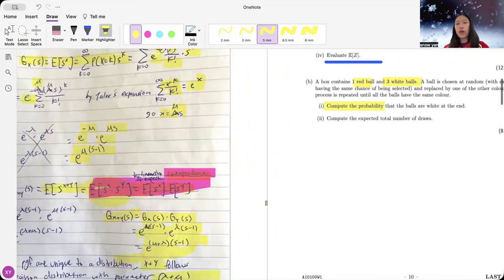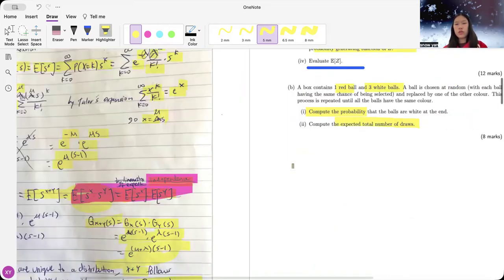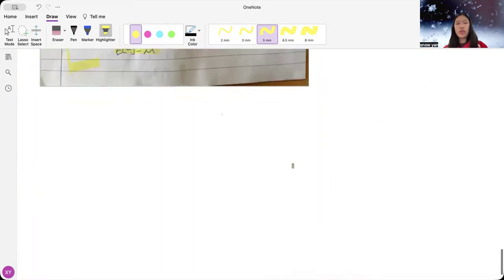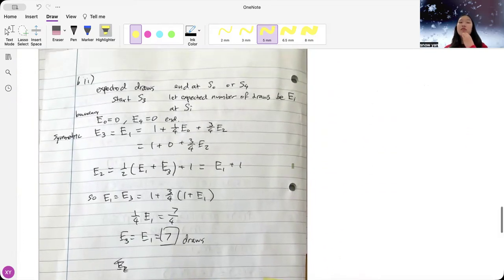And then for part 2, compute the expected total number of draws. I say expected number of draws is just, wait, let me double check. Yeah, expected number of draws. Now we don't care which ending state it is, as long as it ends. So our ending state is either S0 or S4, and we're starting at S3. Let the expected number of draws be Ei at Si. At E0 or E4, it's 0 because it's the end. And this is symmetric, so E3 is equal to E1 because it doesn't matter which one step it is to go to.